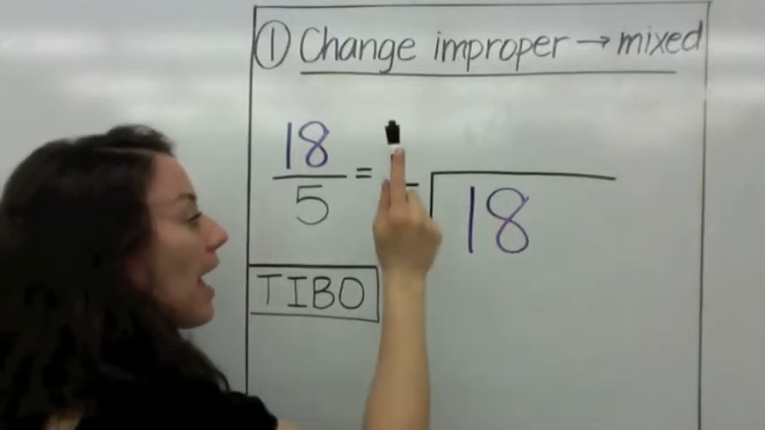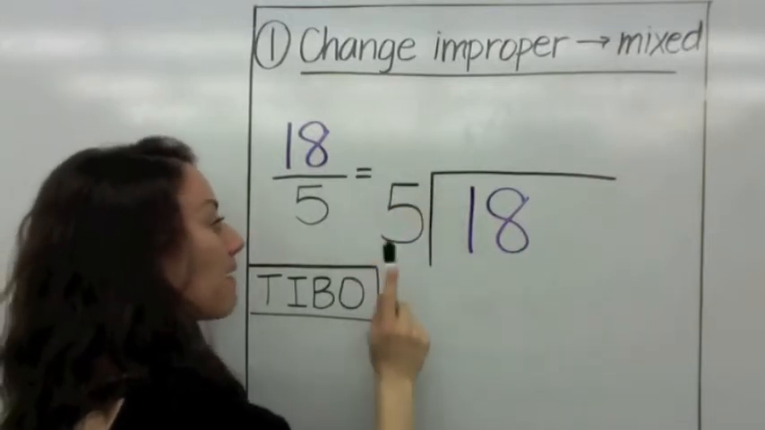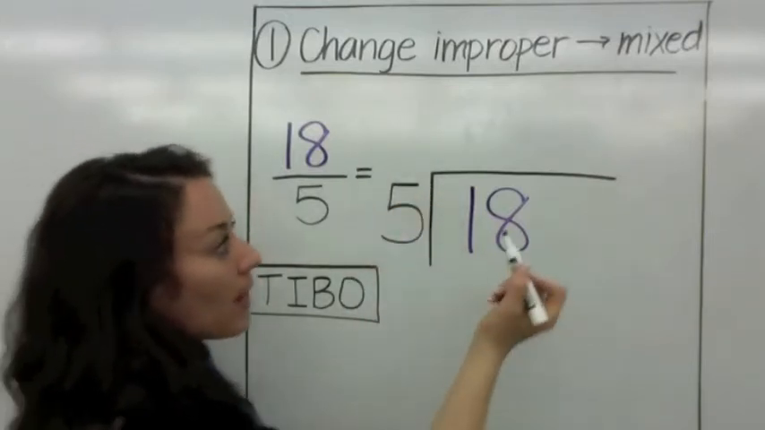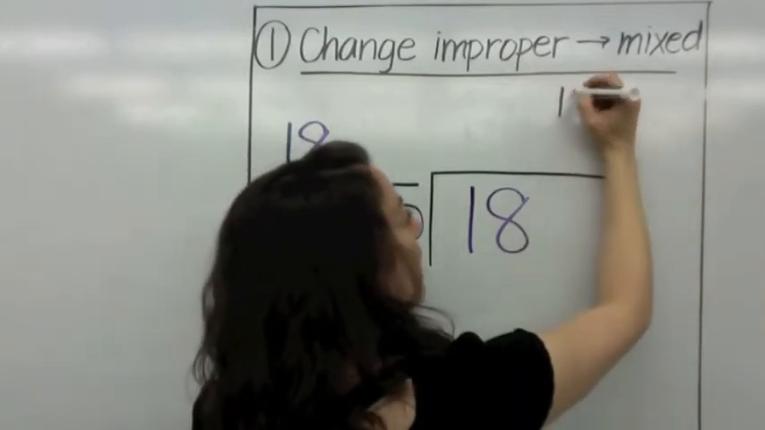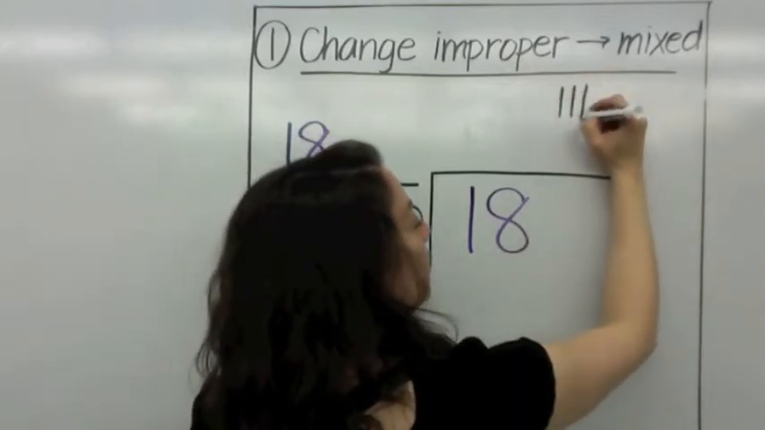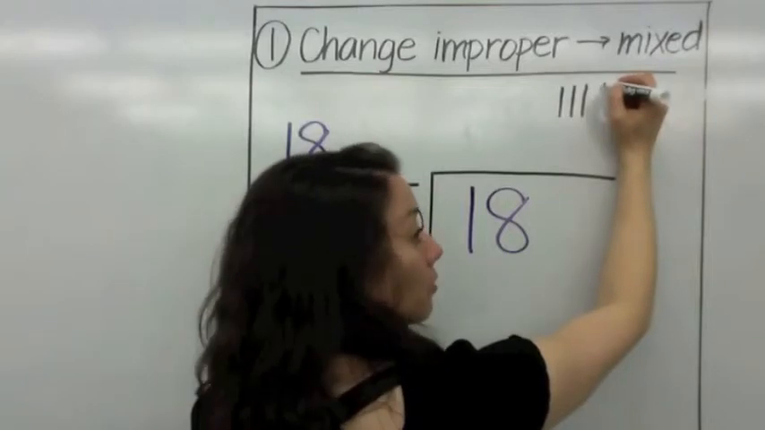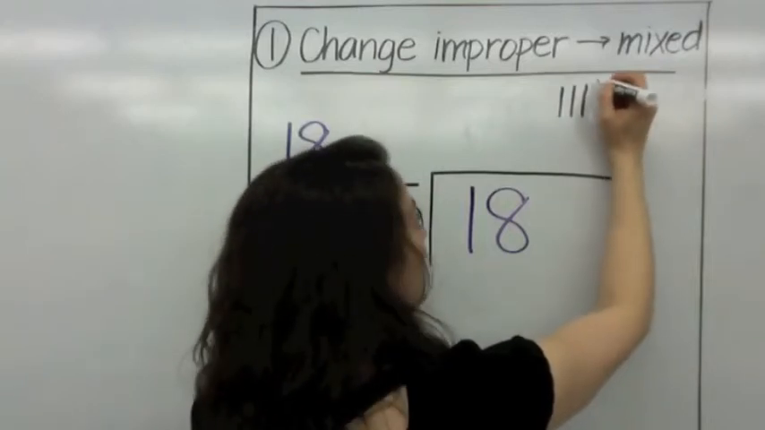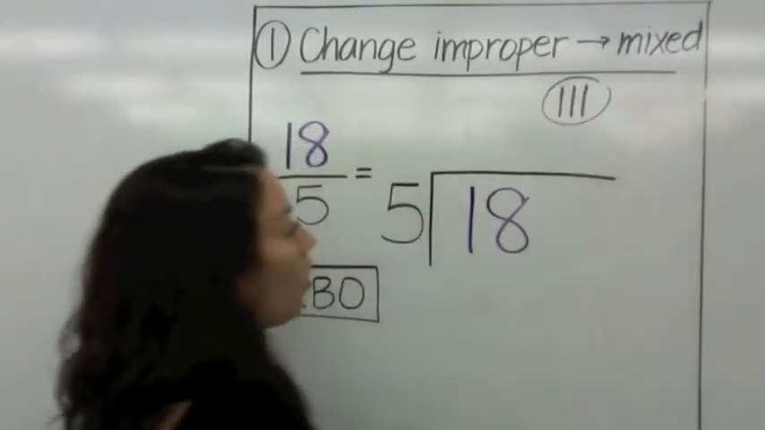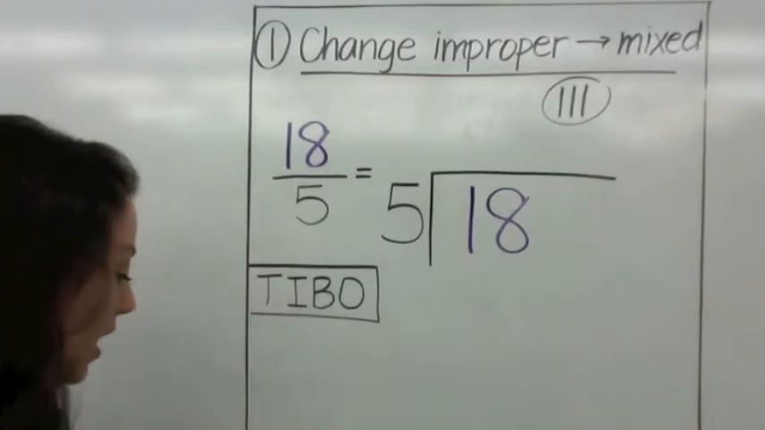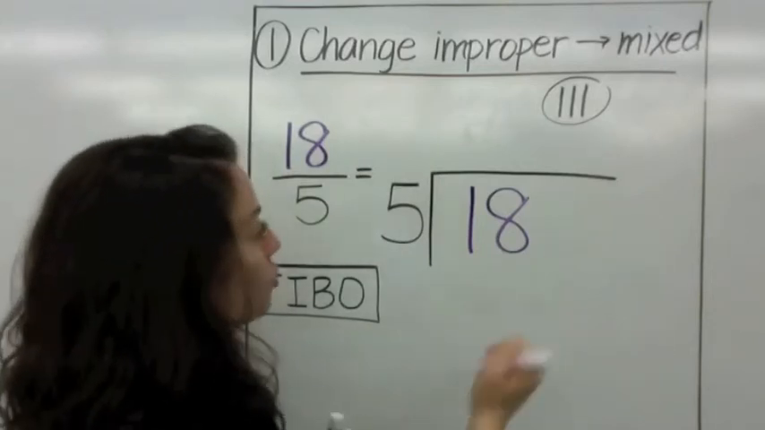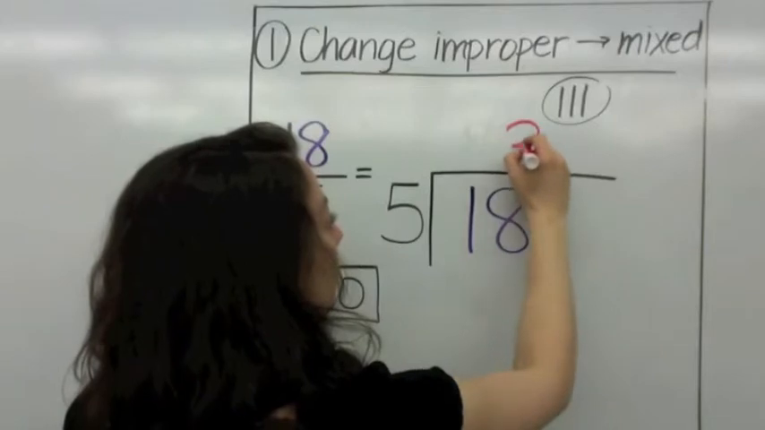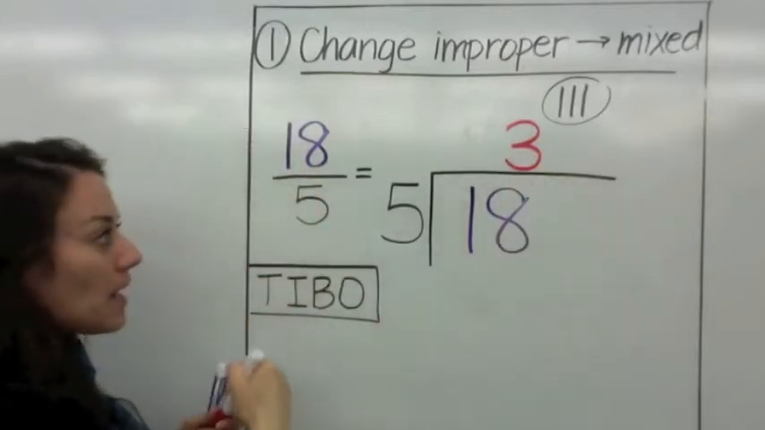Then ask yourself, how many times can I skip count by 5 to get to 18? And we can go ahead and make tallies up here. We can say 5, 10, 15. Ooh, can we go to 20? No, 20 is too big. Your whole number should be 3, or the quotient should be 3. Okay, well, we're going to have a remainder here.